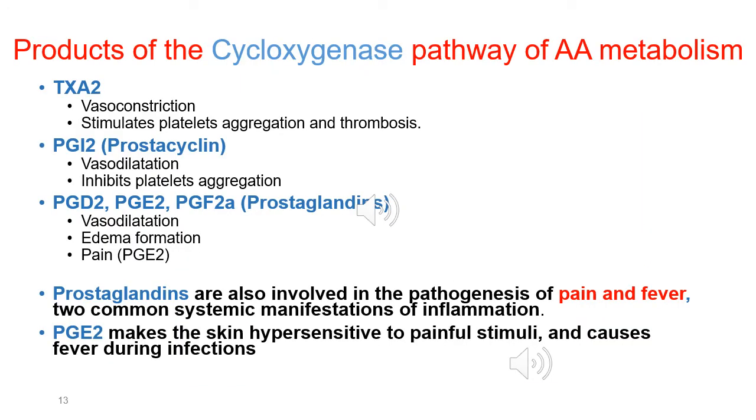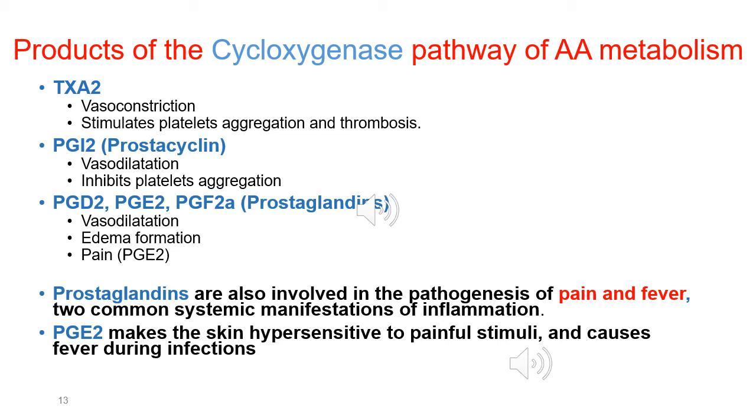So again here, to further discuss the products of the cyclooxygenase pathway of arachidonic acid metabolism. You see here thromboxane A2, as we just mentioned, causes vasoconstriction and stimulates platelet aggregation and thrombosis. And this is important because we will see shortly, with the COX-2 inhibitors, why this predisposes to thrombosis. I will discuss it later, so just keep this in mind.